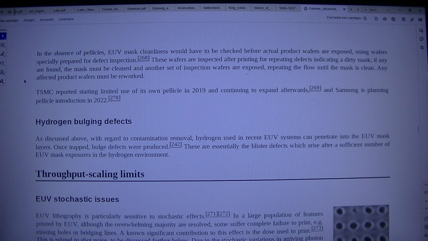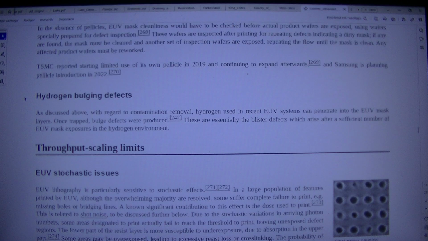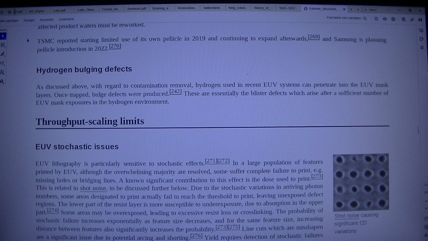TSMC reported starting limited use of its own pellicle in 2019 and continuing to expand afterwards. 269, and Samsung is planning pellicle introduction in 2022.